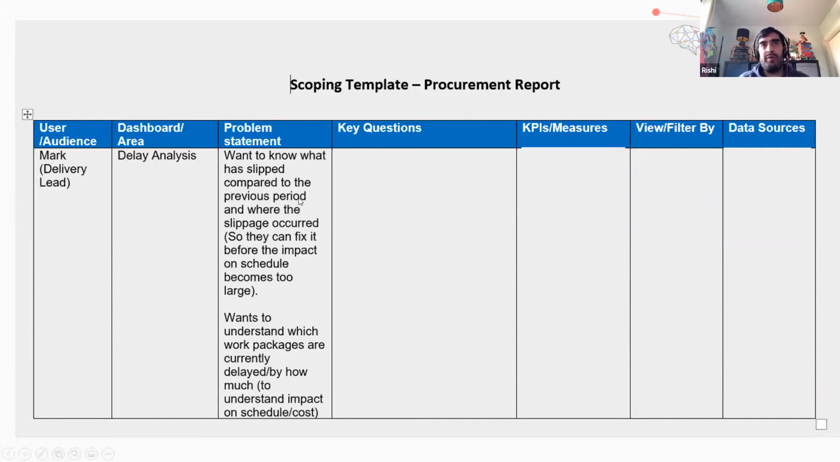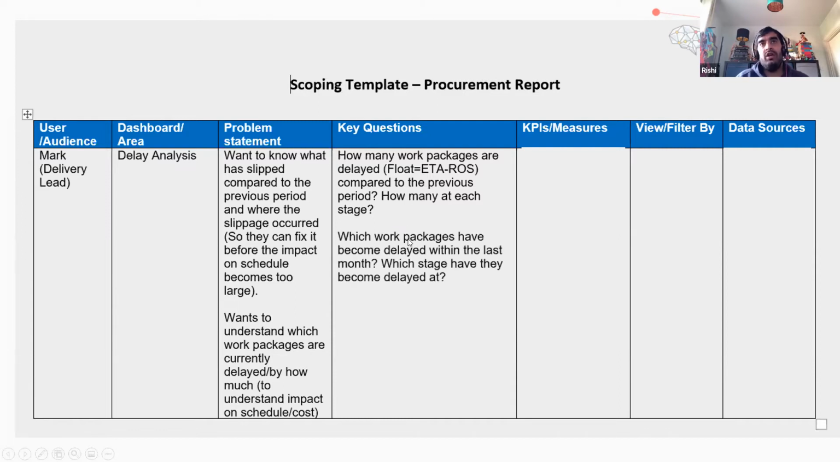And then from these problem statements, we can come up with some key questions that Mark would have of this. How many work packages are actually delayed? So it's the float, right? What is the float compared to the previous period? How many work packages are delayed at each stage? What is the last completed stage for those delayed work packages? Which ones have become delayed within the last month, and at which stage did they become delayed? So we're looking at this again from a project perspective. How delayed are the packages at each stage?